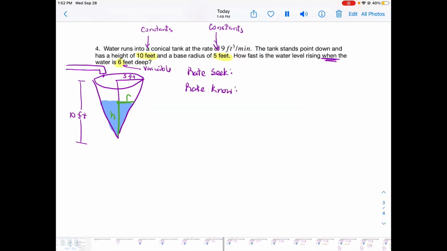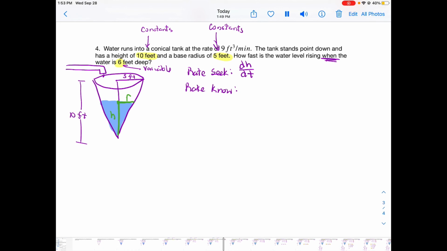So I'm going to let the radius of the water be r and the height of the water be h. So what would you identify as the rate of change that you are seeking? You should have got dh/dt. The height of the water over time is the rate of change that we're seeking.